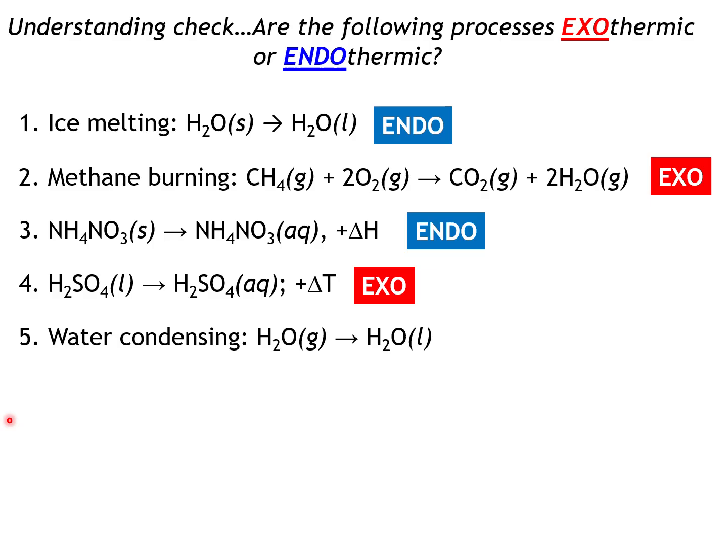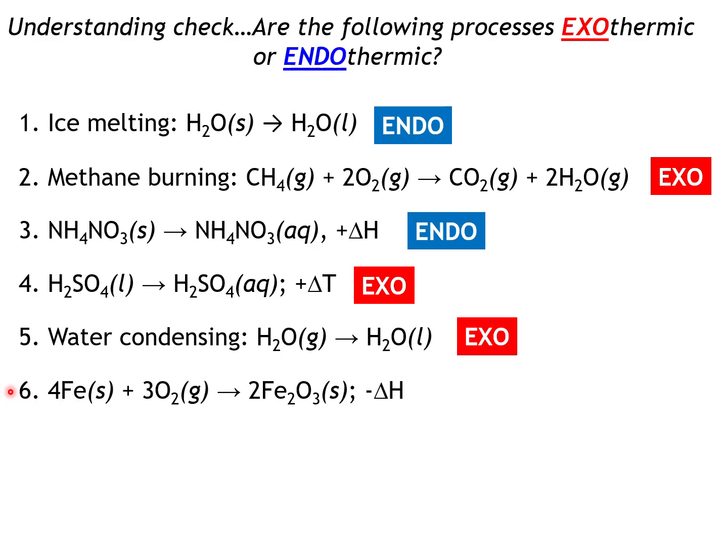We have water condensing. Now some people might be able to say, oh, okay, well, if I want it to go into a more condensed phase, I have to remove thermal energy because that reduces the amount of kinetic energy. I actually always found it a little bit easier to think about the reverse process. So to go from liquid to gas, I have to add heat. So that means to go from gas to liquid, I have to remove heat. So it is going to be exothermic.